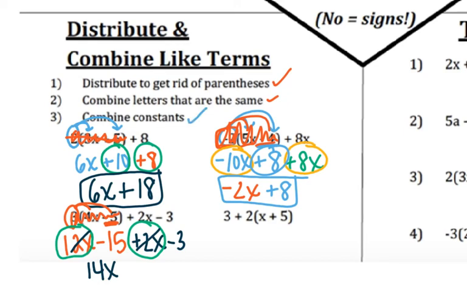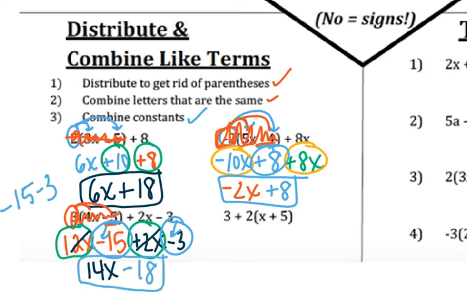Step 3, combine the constants. Negative 15 and a negative 3. Plug that into Desmos if you need it. Negative 15 minus 3. That's a negative 15. That's a minus 3. So that gives me the number negative 18. Final answer, 14x minus 18.